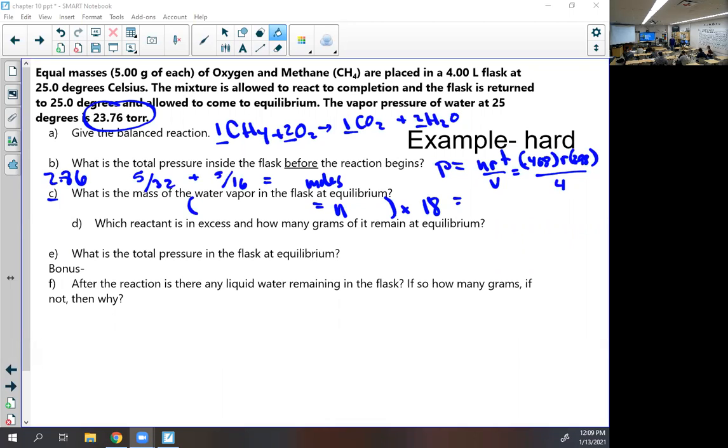So this problem is pretty tricky. It's pretty involved. And it's just like the one on the test. So I would make sure you pay attention on how to do it.